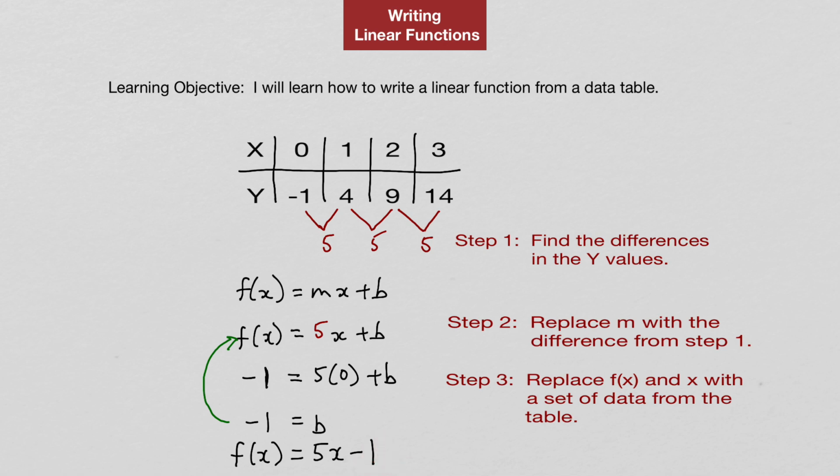Okay, so now you know how to write a linear function when given a data table. But what happens when there isn't one? Well, let's explore another example.